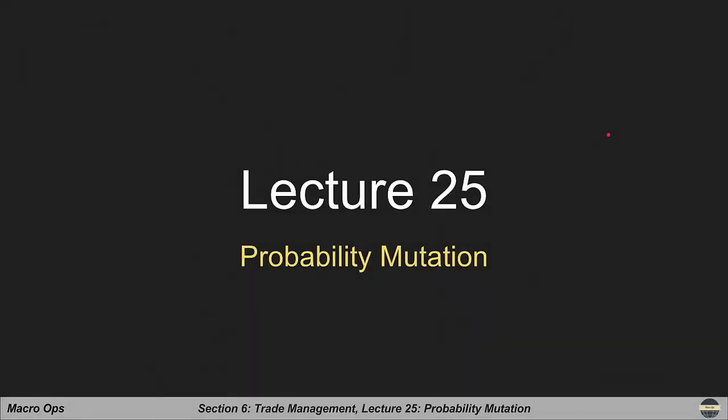Welcome to lecture 25, where we're going to talk about probability mutation. This refers to what happens to the probability of our trade becoming a winner or a loser as we move our stops and targets.